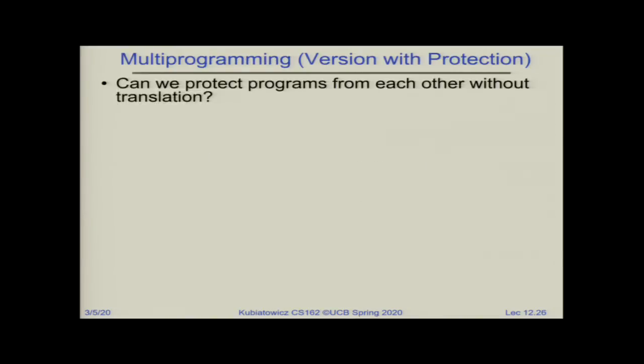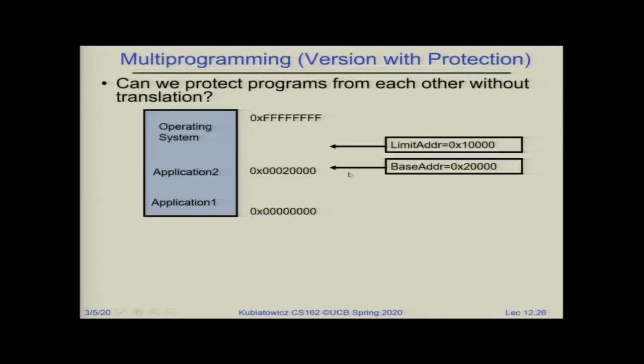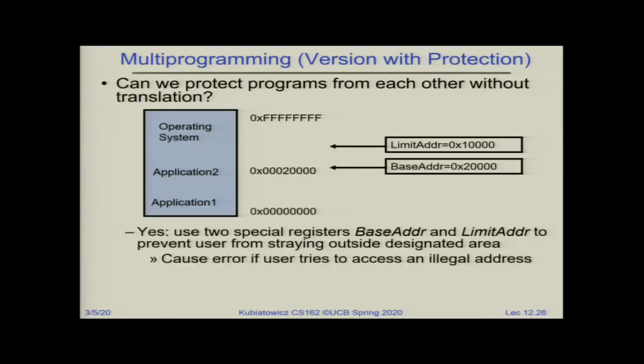So how do we protect? Well, you already remember we started talking about this in lecture 3 or something, which was this idea of a base and limit of some sort, right? If we have no translation, but we have a base and a limit register, then we can say application 2 has to be relinked to run at 20,000 hex, but we can prevent it from getting outside of its little cage, and therefore it can't mess with the operating system. Everybody remember this? It's ringing a bell a little bit, right? So you have 2 special registers, base address and limit address, and you cause an error if the user tries to access an illegal address.